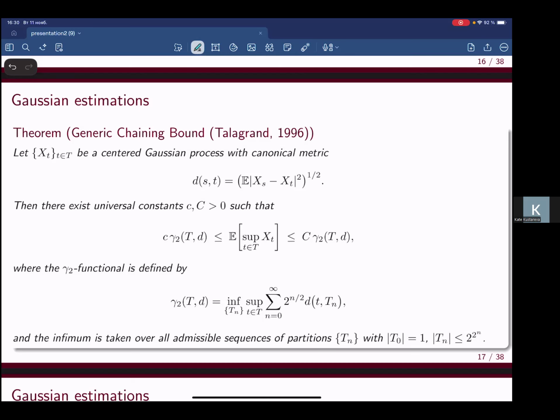So this means that the gamma 2 functional provides an exact characterization of the expected supremum of any Gaussian process, not just an upper or lower bound, but a two-sided equivalence. The sequence T_n represents successive refinements of the space T. At each scale, we approximate every point t by a representative t_n and pay a penalty proportional to their distance, weighted by 2 to the n over 2. This construction is called the generic chain. It captures the structure of the index set at all scales simultaneously, and this eliminates the gap between Sudakov's lower bound and Dudley's upper bound, which we will see now, and gives the exact asymptotic order of the Gaussian supremum.